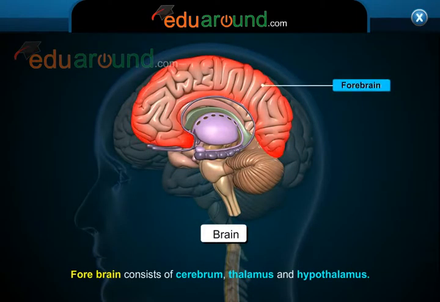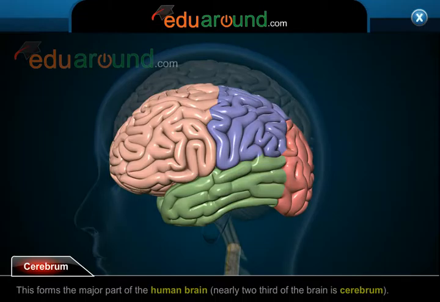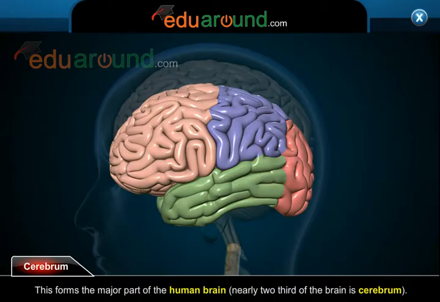Brain. Forebrain. Forebrain consists of cerebrum, thalamus, and hypothalamus. Cerebrum. This forms the major part of the human brain. Nearly 2/3 of the brain is cerebrum.